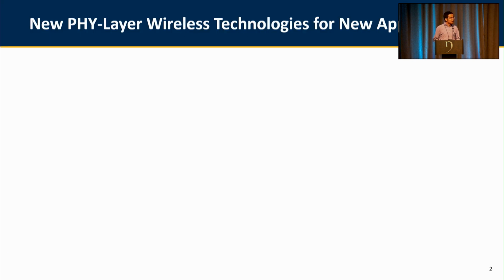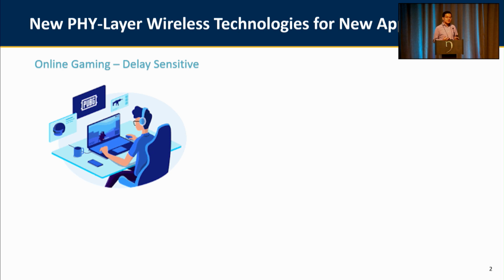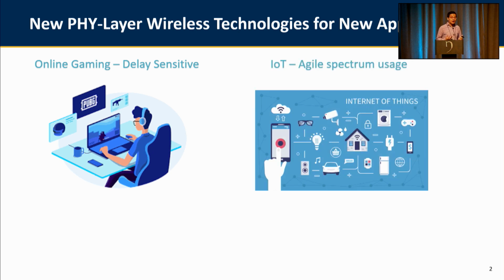In recent years, we have been seeing new physical layer wireless technologies being developed in both research, academia, and industry. These new technologies aim to improve wireless network performance and enable new emerging wireless applications. For example, to better support delay-sensitive applications such as online gaming, people are developing new technologies that insert new physical layer preambles into the physical layer frames so that we can better coordinate between the transmitters and avoid interference. Similarly, with IoT, whenever a large amount of IoT devices are concurrently transmitting, we require more agile and fine-grained spectrum usage. So people are developing new technologies like OFDMA to achieve such more fine-grained spectrum usage.